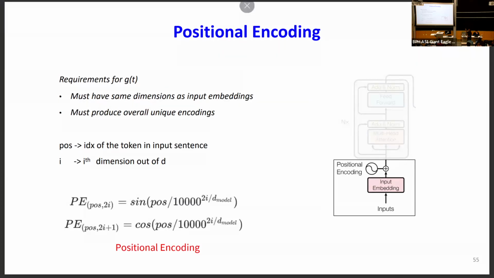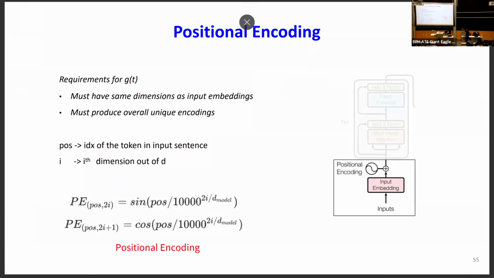So g of t, first of all, should have the same dimensions as the input embeddings, because if you look here, the input embeddings are being added to the positional encodings, so they must have the same dimensions. That is one requirement. The other requirement is that they should produce unique outputs overall. So the authors make use of this particular, you can still call it a hyperparameter, the actual function that is inside of it.